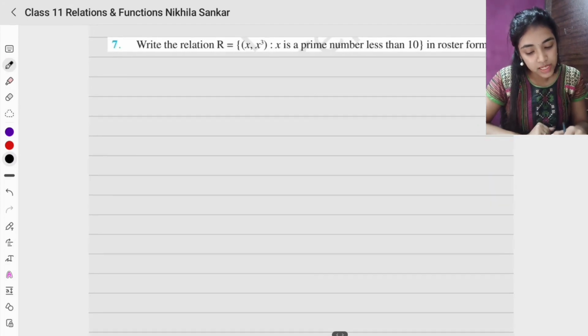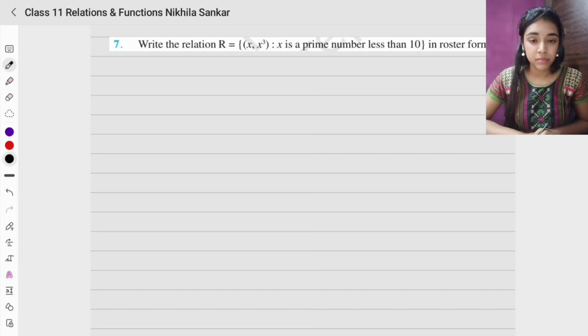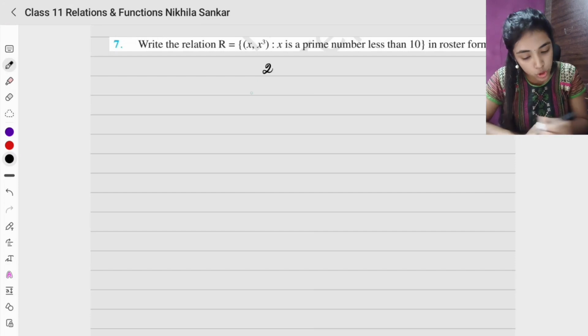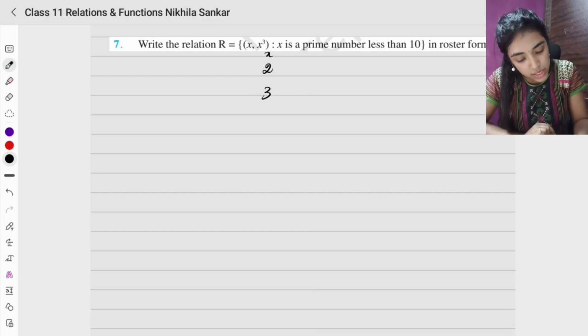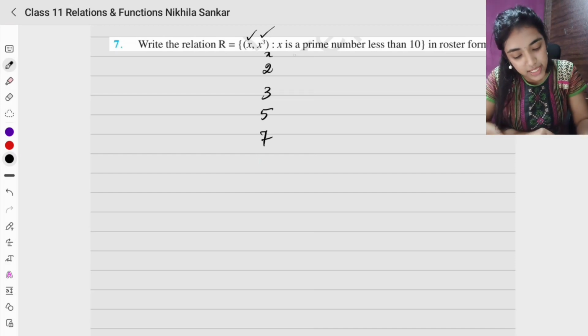Question number 7. Write the relation R equals {(x, x cube)}, where x is a prime number less than 10. Okay, so you have to understand one is neither prime nor composite. So your prime numbers start from the number 2. So the values of x: 2, 3, then 4 is not prime, 5, 6 no, 7, 8, 9 is not a prime number. Less than 10, so you have the values 2, 3, 5, 7.